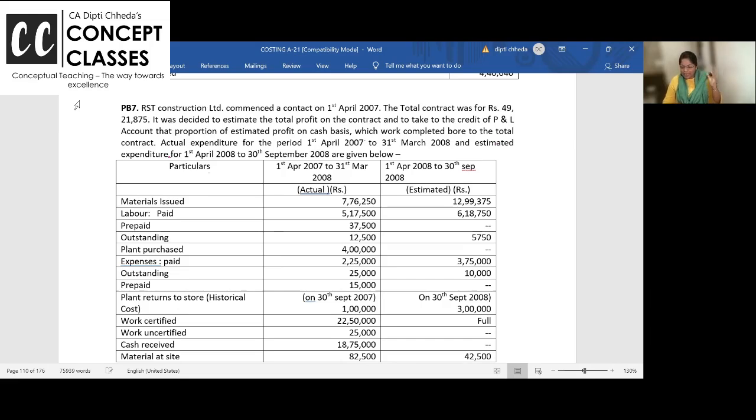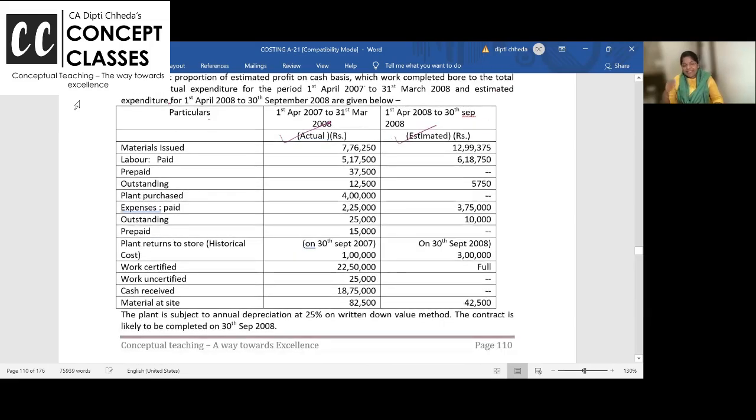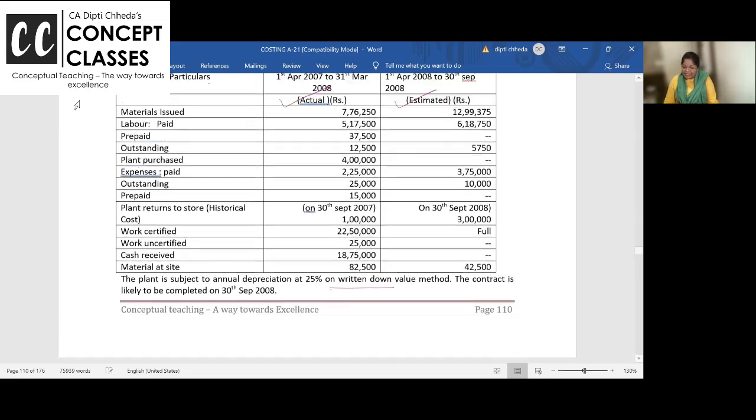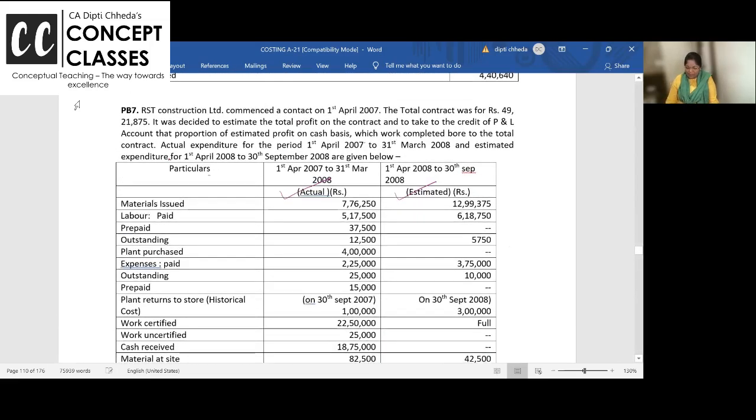Listen now, April to March the project is going on, and again next April to September. So this contract is for 1.5 years. April to March are actual figures, and for the estimated figures, yesterday we calculated, today they have given them. The plant is subject to annual depreciation of 25% WDV. Contract is likely to be completed on 30th September.